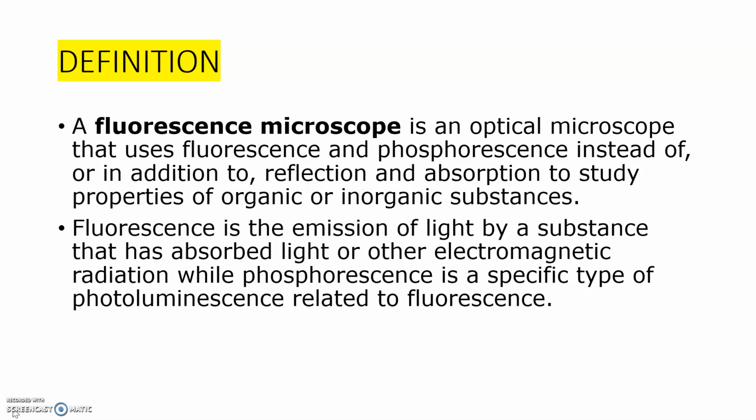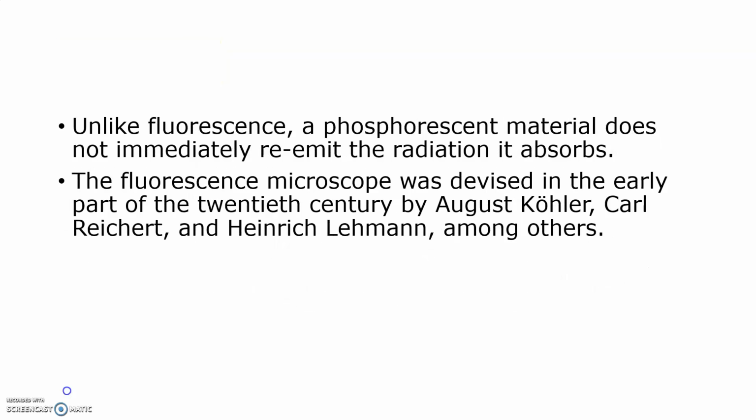What do you mean by phosphorescence? It is a specific type of photoluminescence and it is related to fluorescence. Unlike fluorescence, a phosphorescent material doesn't immediately re-emit the radiation it absorbs. So that is the difference between a phosphorescent material and fluorescence. The phosphorescent material doesn't re-emit the radiation which it has absorbed.